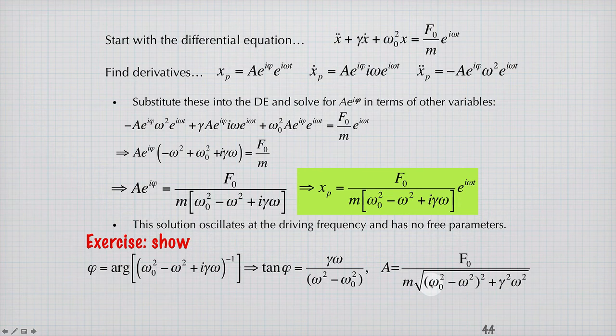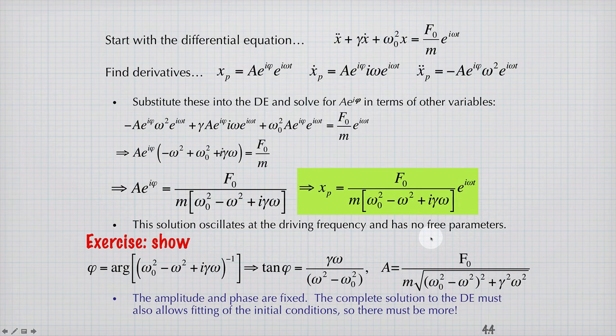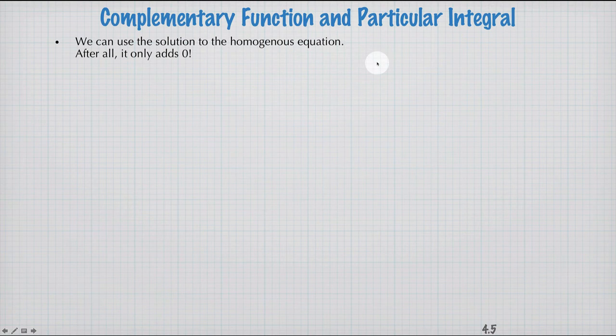One important thing we've got to realize here is that because the solution has no free parameters, it's not quite the total solution. The amplitude and phase here are fixed, but we know the complete solution of the differential equation must allow the fitting of initial conditions. So there has to be something more. But there is something more, because remember, we solved this homogeneous equation. That is, all this left-hand side equals 0. So whatever function x solves the homogeneous equation will evaluate to 0, which means we're free to add it to the solution we found on the last page to the inhomogeneous equation.